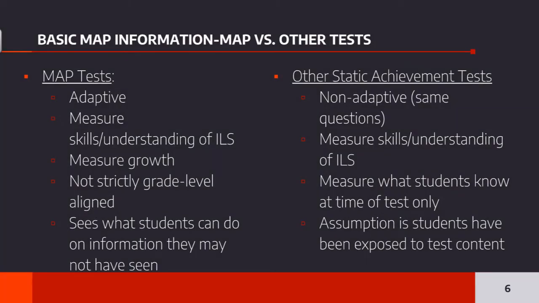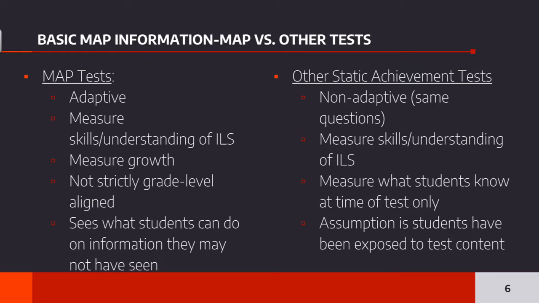How are MAP tests different from other what we call static achievement tests? Well, remember that MAP tests are adaptive, as we just explained. Static achievement tests, however, are non-adaptive, meaning all students get the same questions, whether they get them right or wrong. MAP tests and static achievement tests, they both measure skills and understanding of the Illinois Learning Standards. However, MAP tests measure growth because they are given multiple times a year.